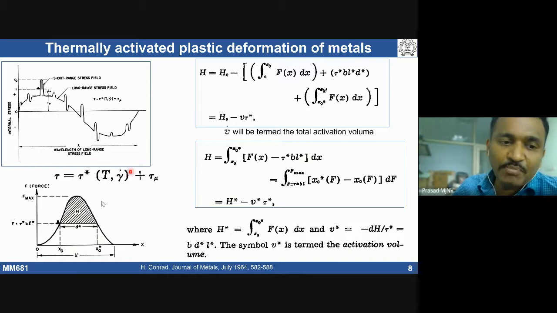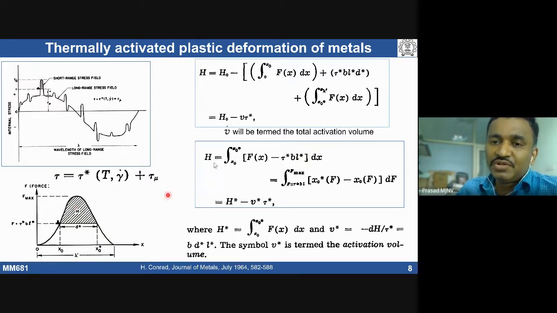But if I take the complete area and remove this portion, this portion and this portion, these three, then I can also get H. This is another way to get H: take the entire area H naught minus these three. Then V is called the total activation volume. These are different ways to get this H.